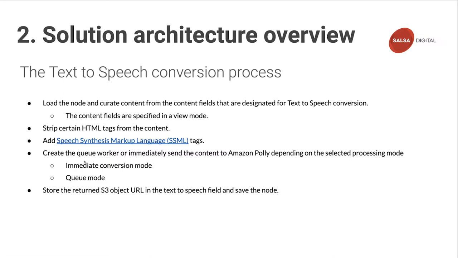And as I mentioned, we have two options. When you send data, we can immediately send the data to Amazon Polly when we save the node, or we queue it, and then later on we process it via cron in the background. And then once we get the S3 object URL, we save it to the field in the node.